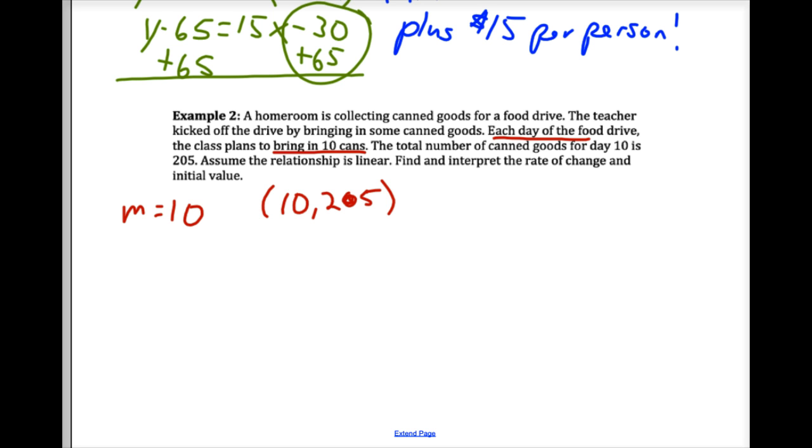Guys, what two pieces of information do we have? Slope 10 and a point. What form are we going to use? Point slope form. Everybody say it. Point slope form. Whenever you're given a point and the slope, go right to point slope form. That whole y minus y1 equals m times the quantity of x minus x1. Then solve it for y. You can do this.